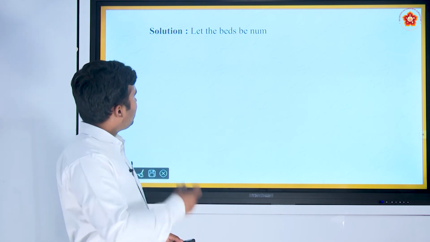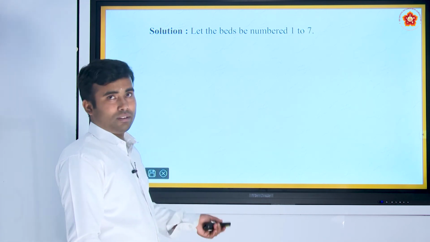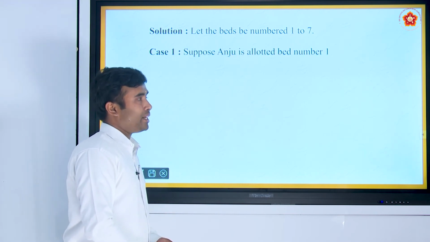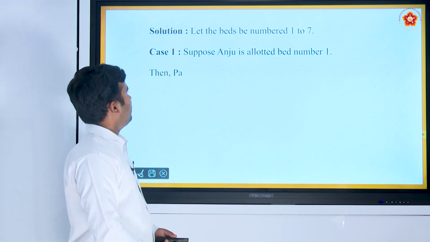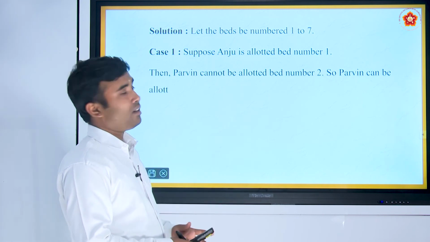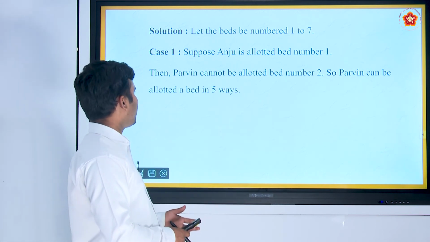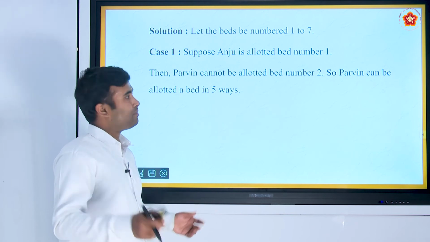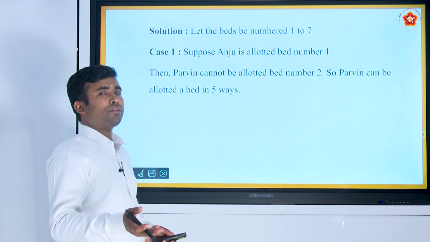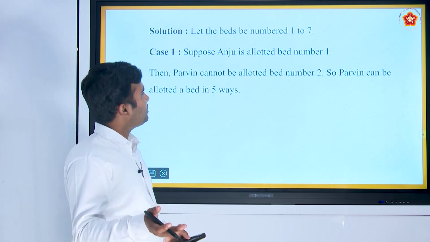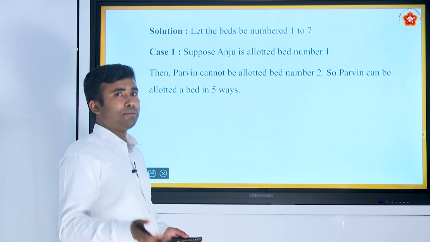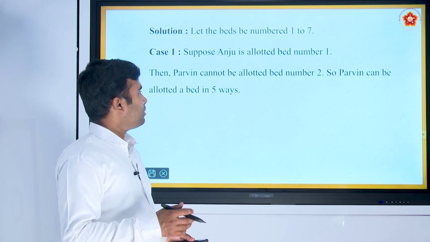Here the solution is: let the beds be numbered from 1 to 7. In case 1, suppose Anju is allotted bed number 1. Then Parvin cannot be allotted bed number 2. So Parvin can be allotted a bed in 5 ways, because the second person will be anyone. Parvin will get bed number 3, 4, 5, 6 or 7. So there will be 5 ways.